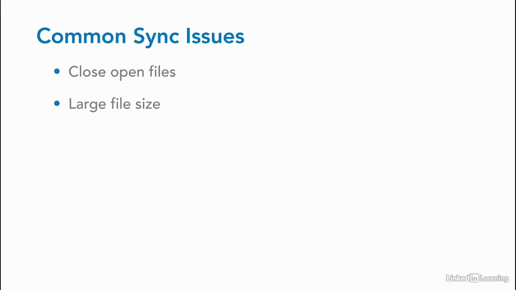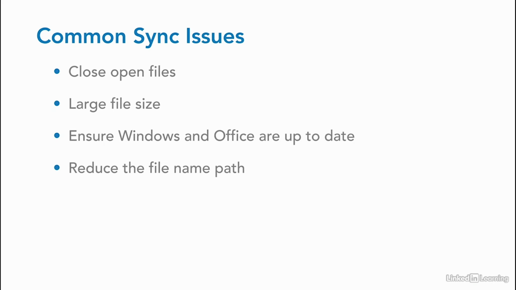You can try reducing the file size by compressing or zipping it. You'll want to ensure that Windows and Office are up to date, as always, and reduce the file name path. Next, ensure that you have the right permissions to upload files to the folder. The easiest way to check this is to open a file from that folder. If you can't open or save a file, then you don't have the right permissions.